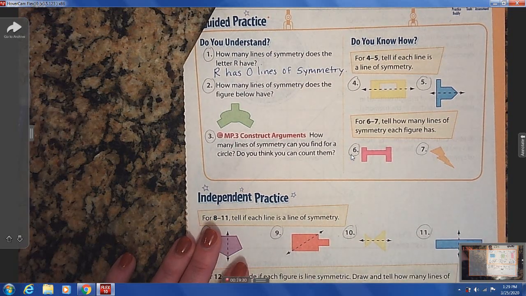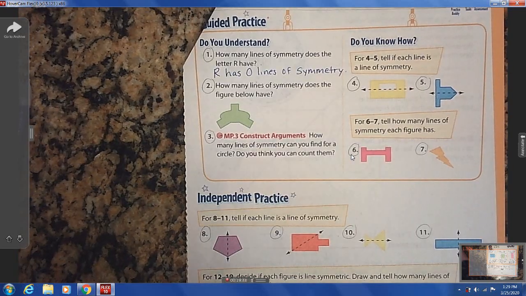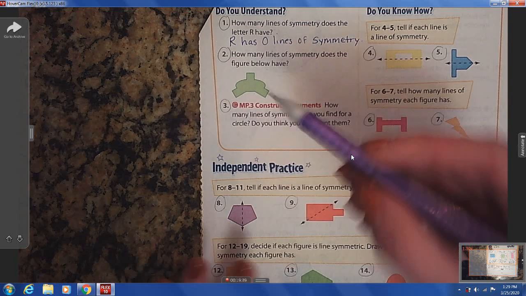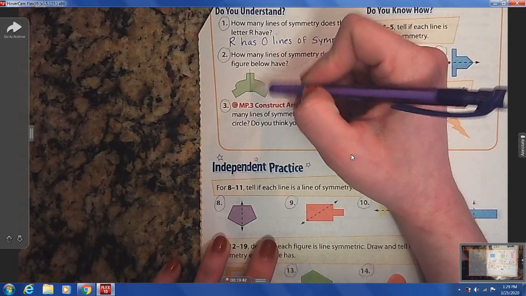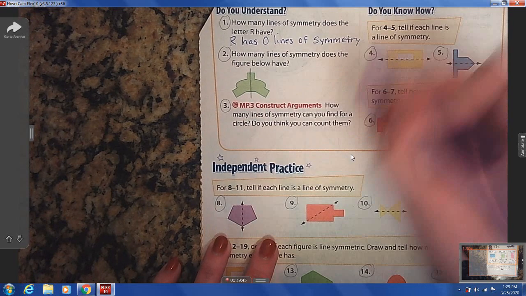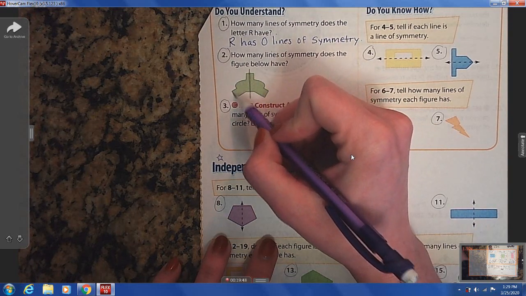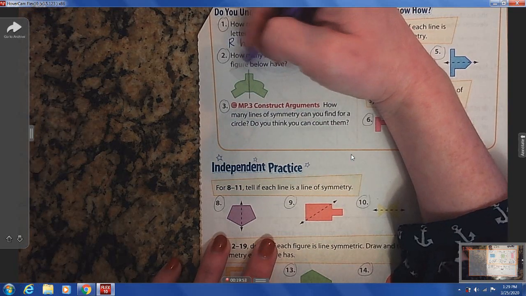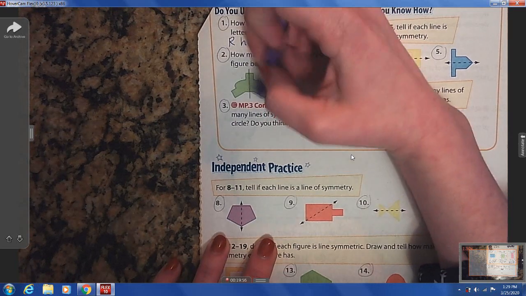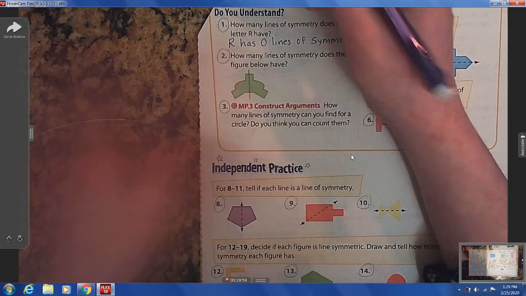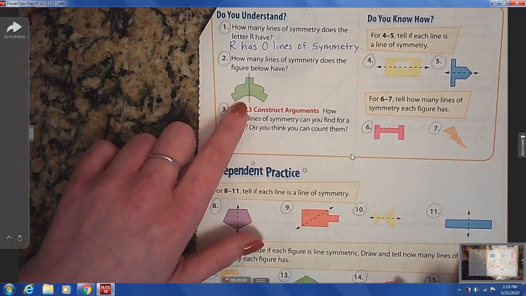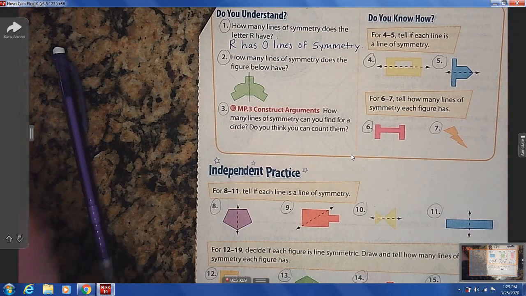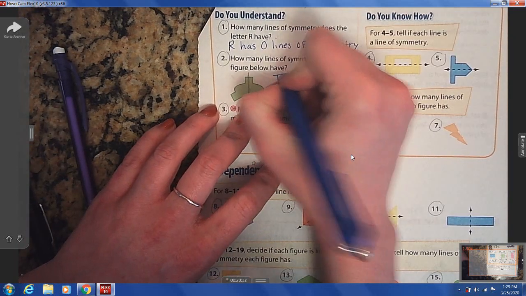Okay, for number 2, how many lines of symmetry does the figure below have? Okay, I'm looking at this shape, I see that I can sketch a line here. And we have the same kind of thing going on both sides. If I sketched a line here, no, it wouldn't work. It's all about guessing and checking, trial and error, trying to sketch a line and seeing if it works. We can only get one line of symmetry across this shape, so the figure has one line of symmetry.